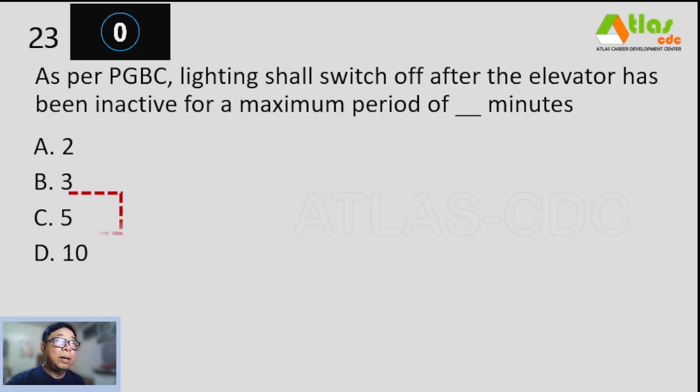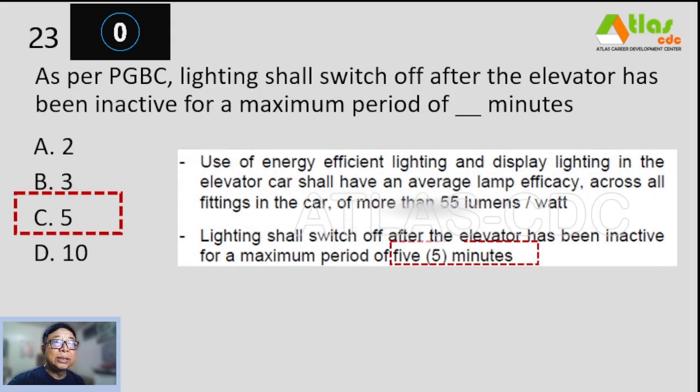And our correct answer is letter C, 5 minutes. So the use of energy-efficient lighting and display lighting in the elevator car shall have an average lamp efficacy across all fittings in the car of more than 55 lumens per watt. Lighting shall switch off after the elevator has been inactive for a maximum period of 5 minutes.